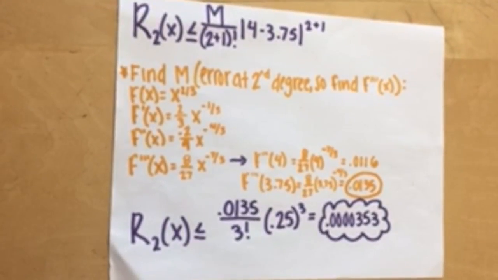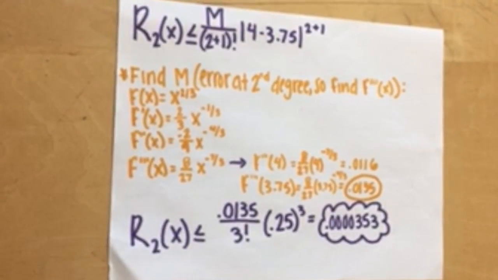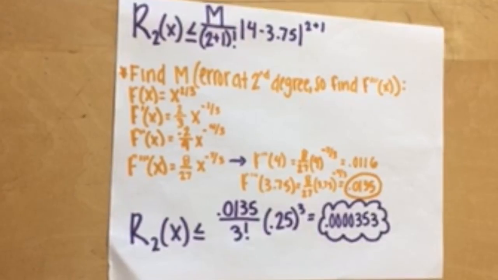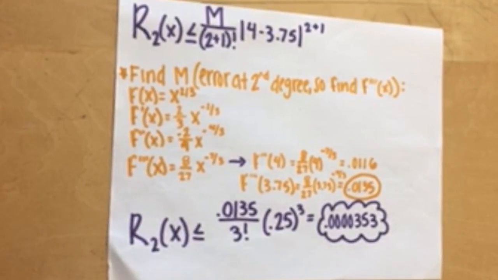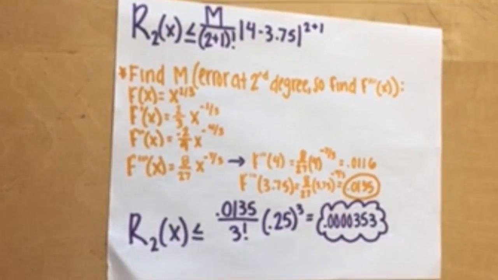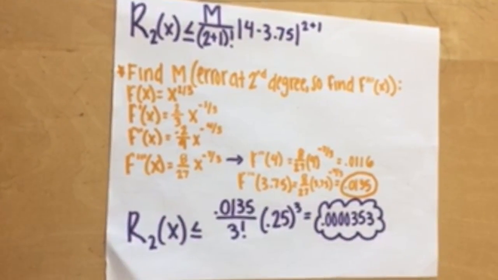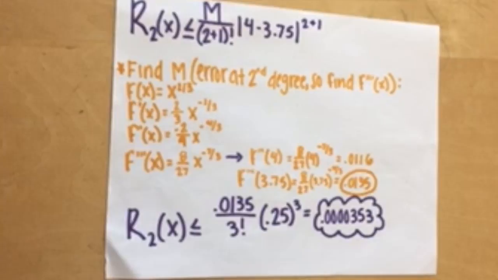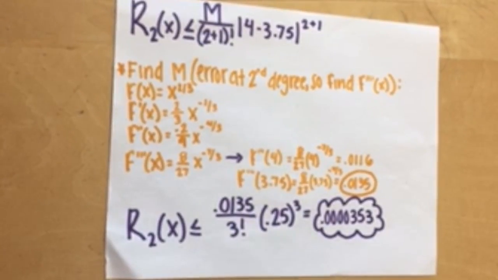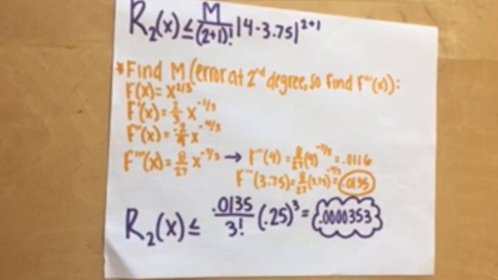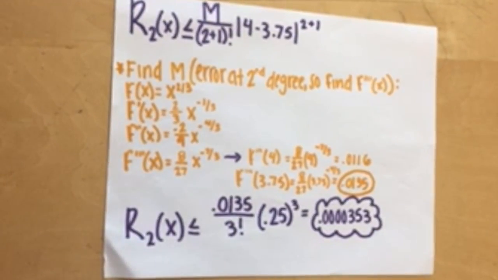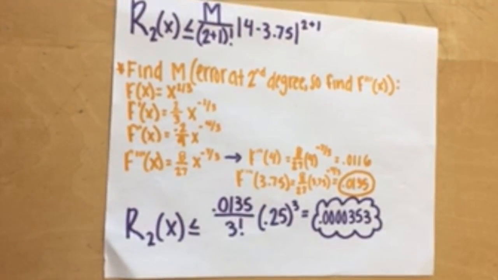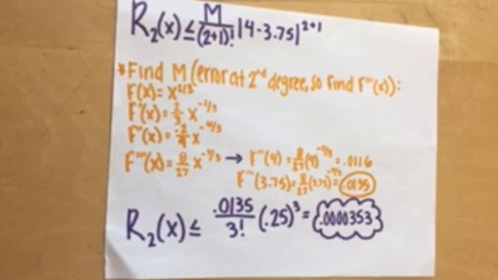We know that M needs to be the third derivative of f of x because we are finding the error at the second degree. If we take f of x and find the third derivative, we get 8 over 27 x raised to -7/3. If we plug in 4, because that's our center, and 3.75 because that's our endpoint, we find that the third derivative of f of x at 4 is 0.0116, and the third derivative at 3.75 is 0.0135.